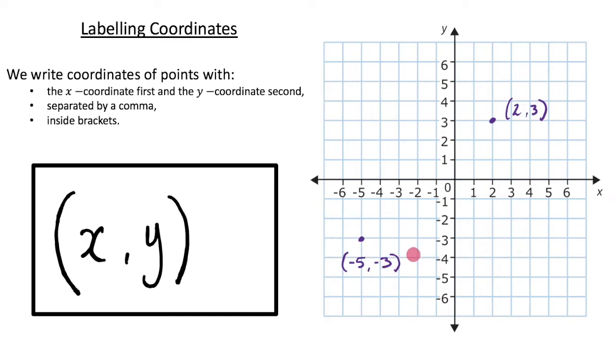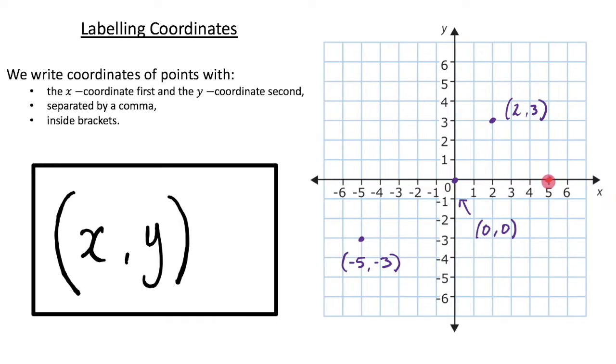Now we previously learnt what the coordinates of the origin were. They are 0, 0. And let me put an arrow in there. Now, the reason why that's important is because knowing that is going to help us find the coordinates of points when they're lying on the axis itself.